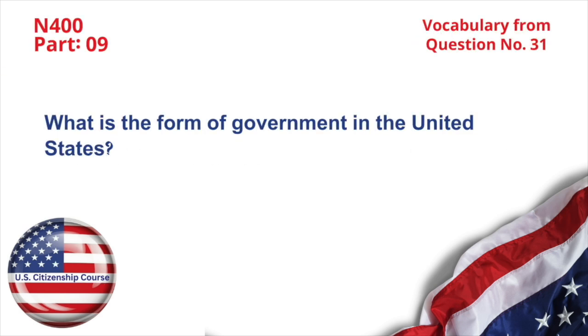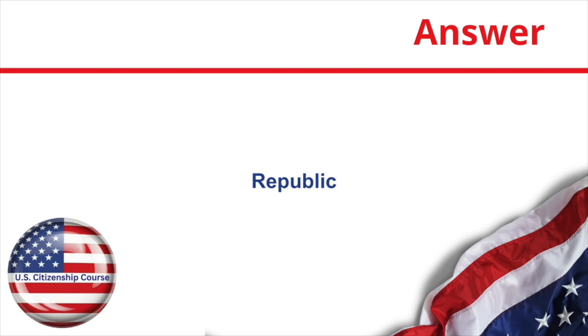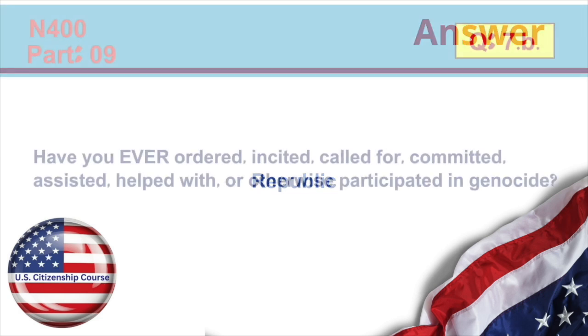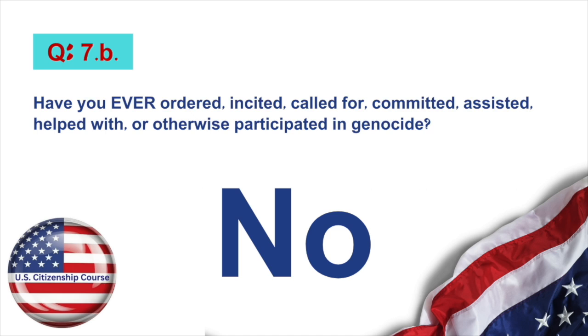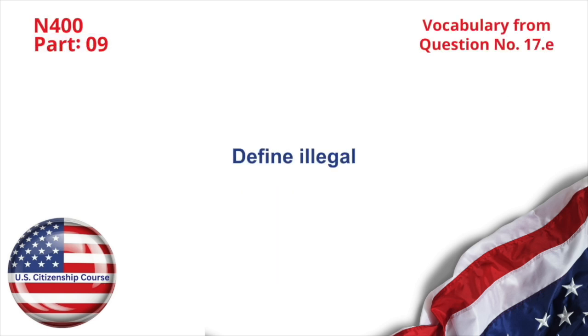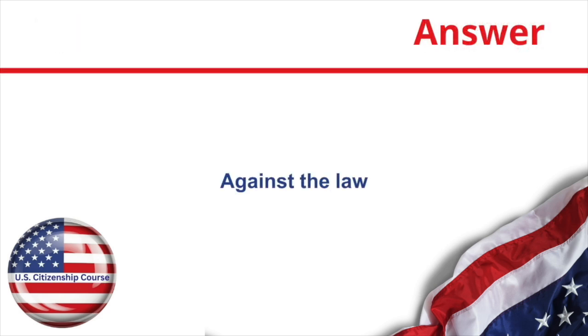What is the form of government in the United States? Republic. Have you ever ordered, incited, called for, committed, assisted, helped with, or otherwise participated in genocide? No. Define illegal. Against the law.